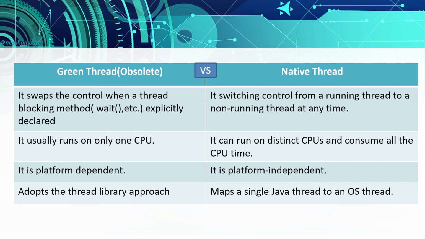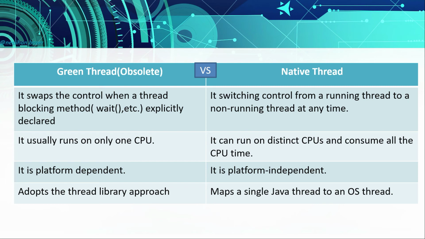Green thread refers to a model in which threads are scheduled by the Java Virtual Machine itself. The Java Virtual Machine creates, manages, and context switches all the Java threads within one operating system process. Green threads only switch when control is explicitly given up by a thread or by a blocking operation such as thread yield or object wait methods. Native threads can switch from a running thread to a non-running thread at any time, preemptively.